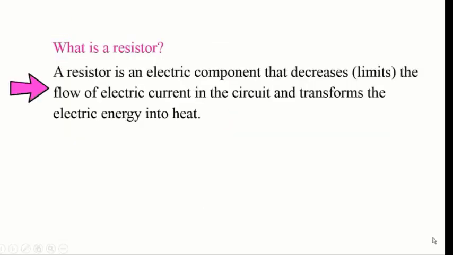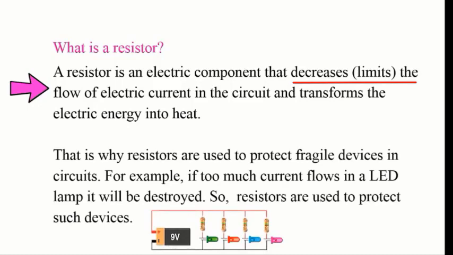So a resistor is an electric component that decreases the flow of electric current in the circuit and transforms the electric energy into heat. That's why resistors are used to protect fragile devices in circuits. For example, if too much current flows in a LED lamp, it will be destroyed. So resistors are used to protect such devices, as you can see in this figure.